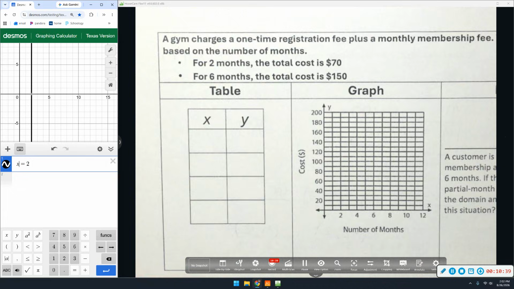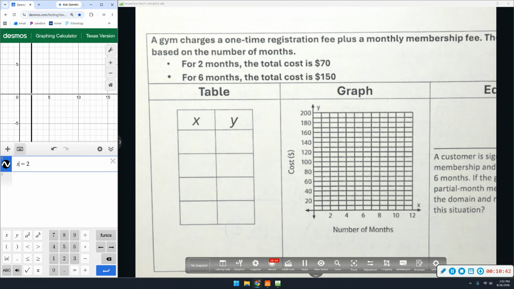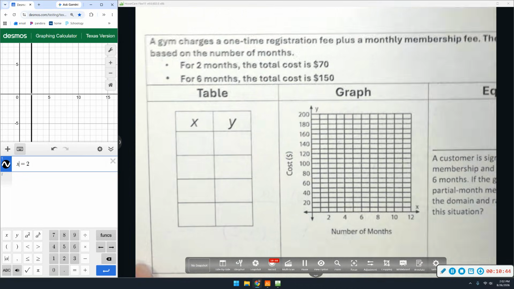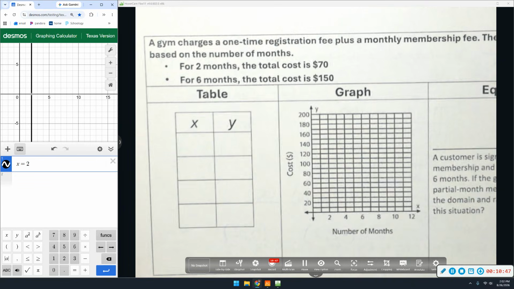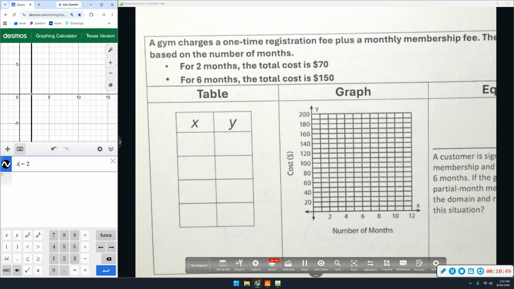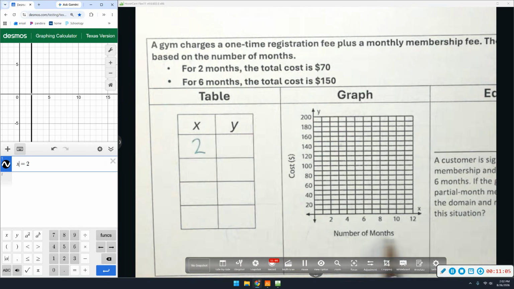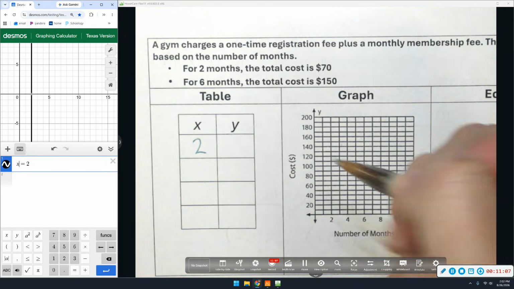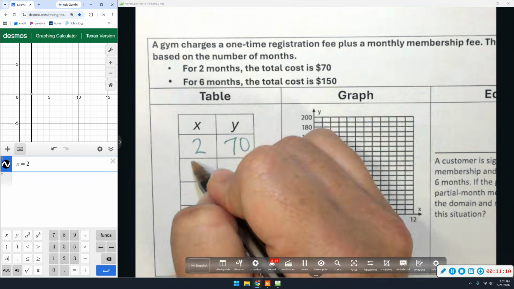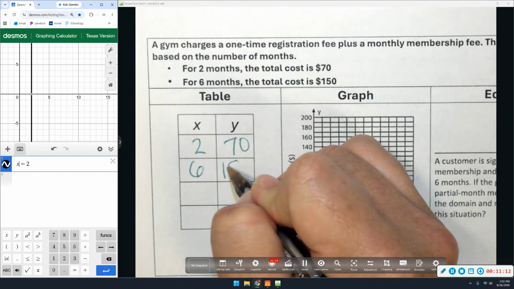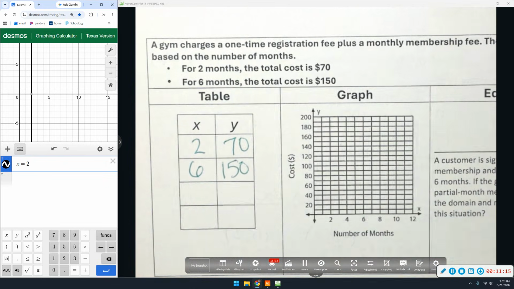Okay, you do see this on your test. Cough, cough, hint, hint. Okay, so it says a gym charges a one-time registration fee plus a monthly membership fee. The total cost is linear based on the number of months. And then it says for 2 months, the total cost is $70, and for 6 months, the total cost is $150. It doesn't tell me the starting point, and it doesn't tell me how much it costs to begin with, right? Okay, so I do know, though, at x is 2, because x is months, that I'm going to pay $70. And I do know at x is 6, my months and my money is going to be $150. So I know 2 points.